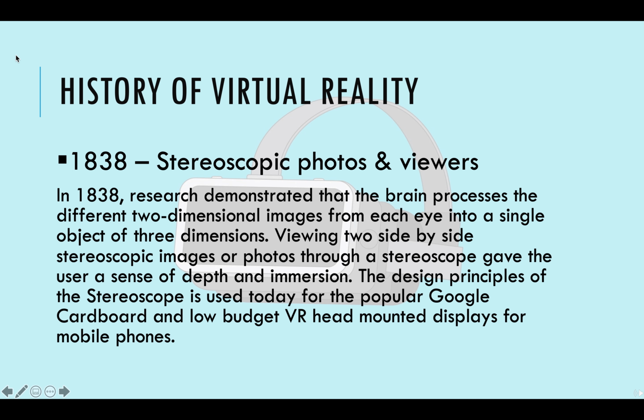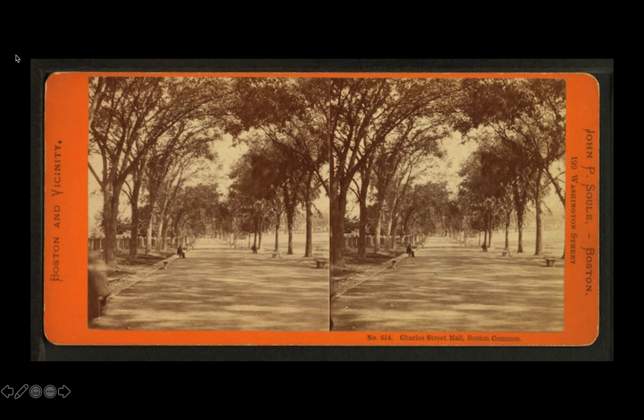Now, when we talk about the history of VR, the first step in the history of VR was the stereoscopic photos and viewers. As you can see in these two photos, the brain processes the different two-dimensional images from each eye into a single object of 3 dimensions.